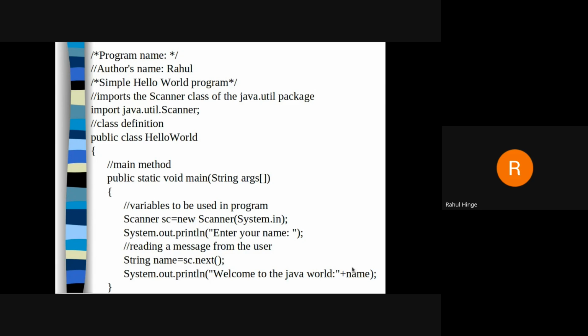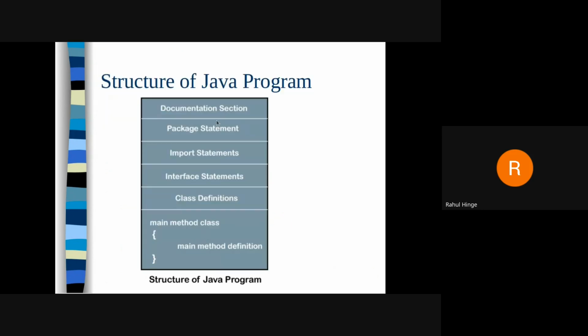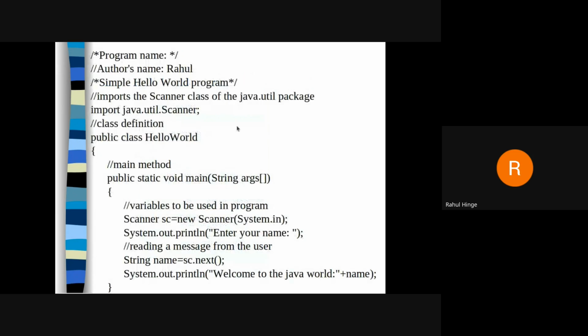So this is the structure of Java normally. What is there in the structure? Documentation section, package statement, import statements, interface statement, class definition, and main method class. Inside the main method class, there is the main method definition. Fine. So you're good on this.